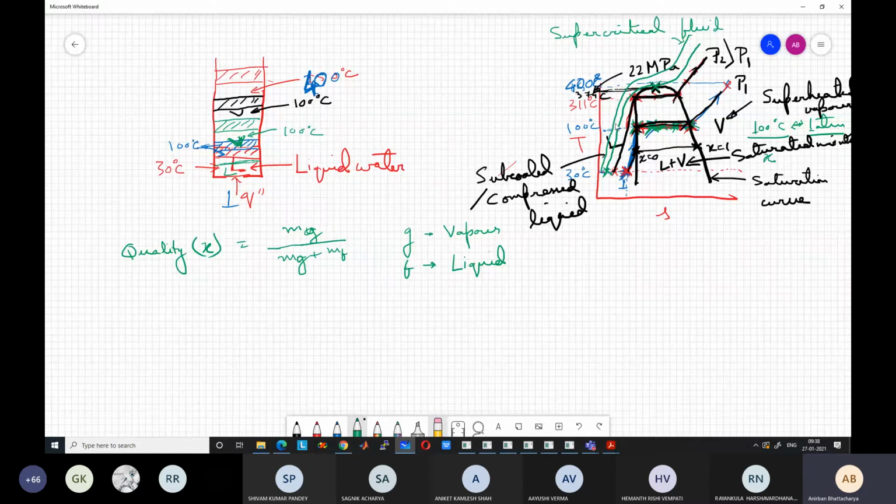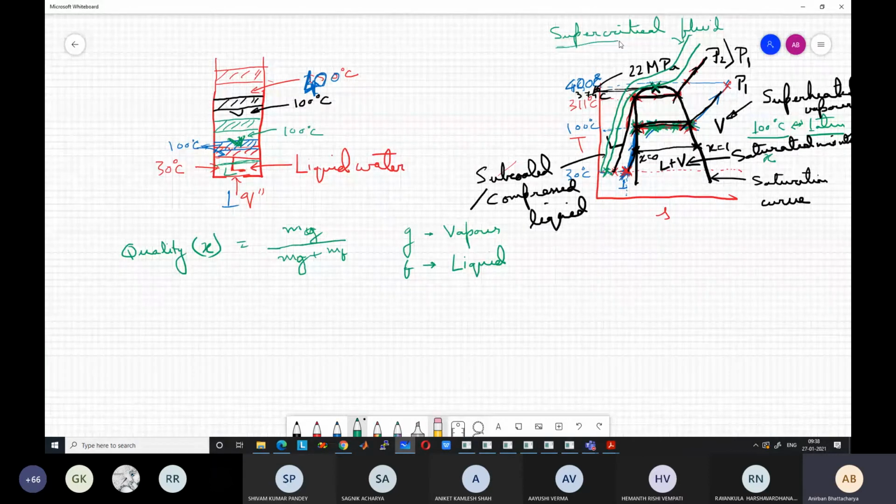We are more concerned about the two-phase region and what happens in the two-phase region. So again, feel free to ask any questions if you don't remember this part or if you have not studied this, because this is very important for your power plant engineering course.